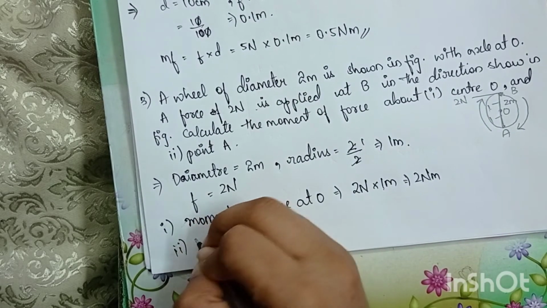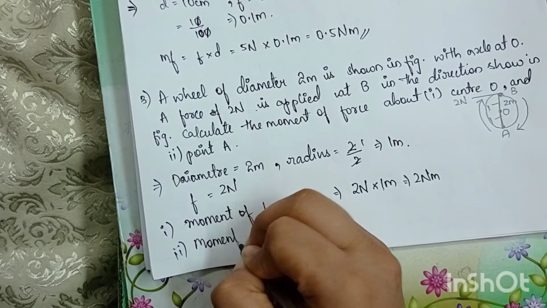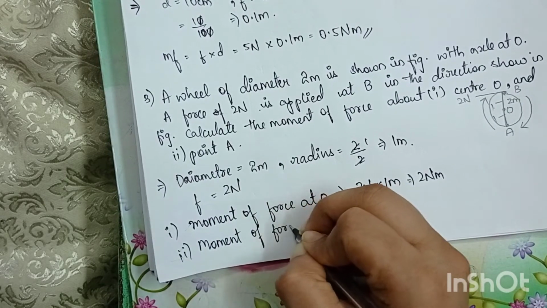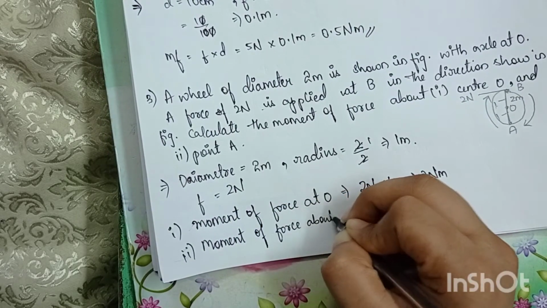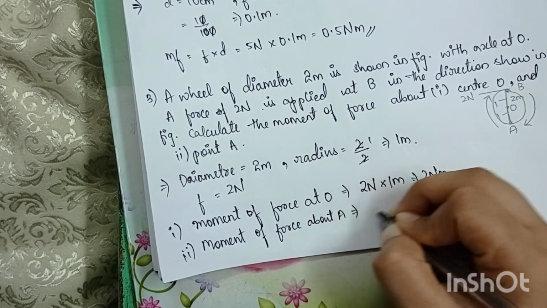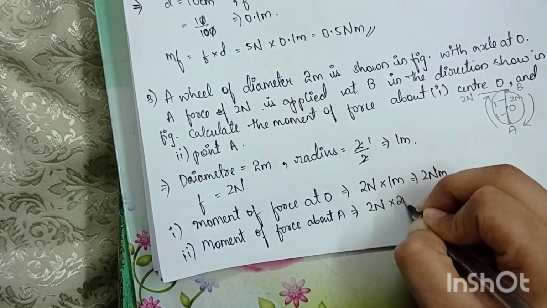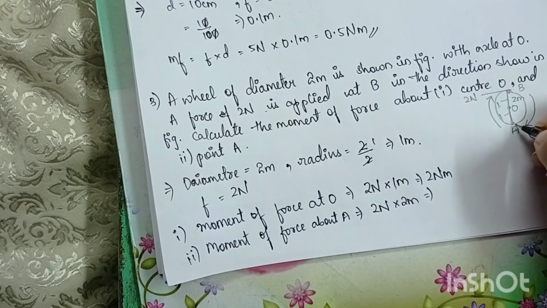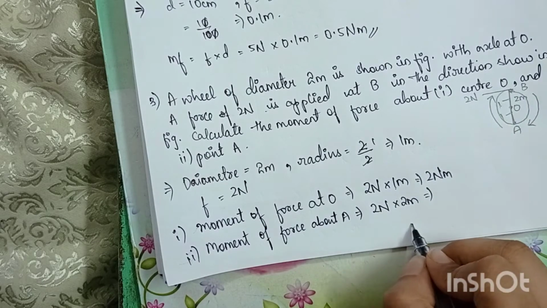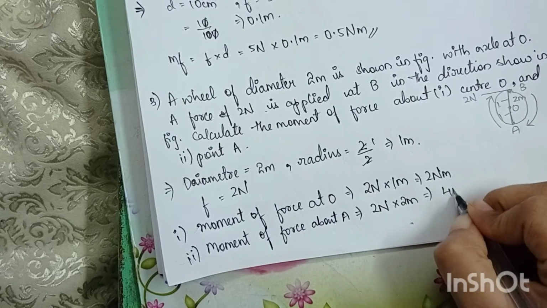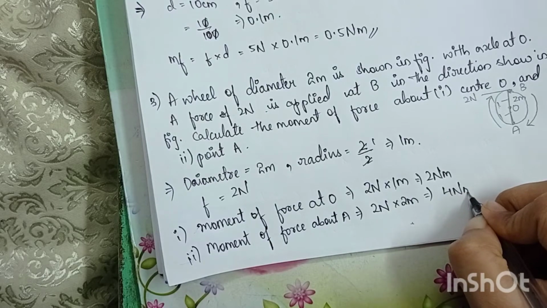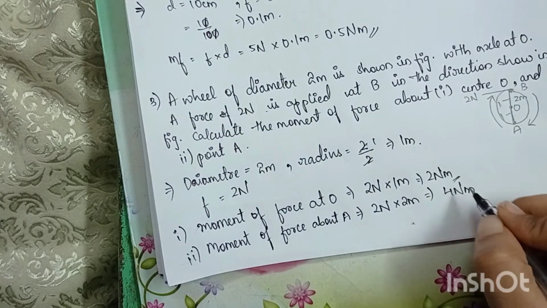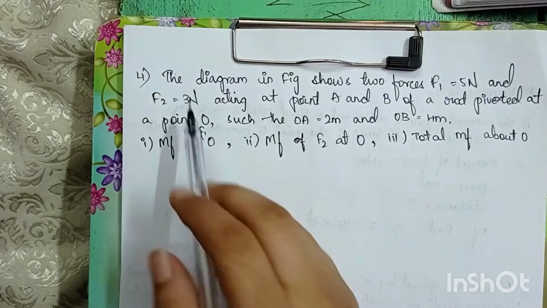And the second one is the moment of force about A, which is equal to 2 Newton into 2 meter, because the distance from B to A is 2 meter. So we are taking the distance as 2 meter, which is equal to 4 Newton meter. So we got the answer of the third also. Now we are doing the fourth one.